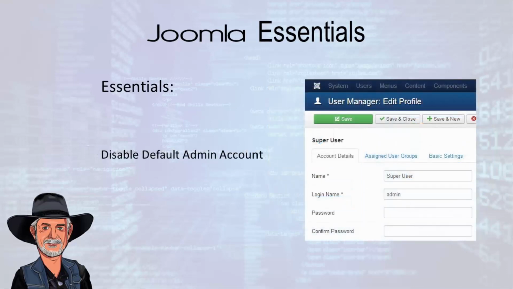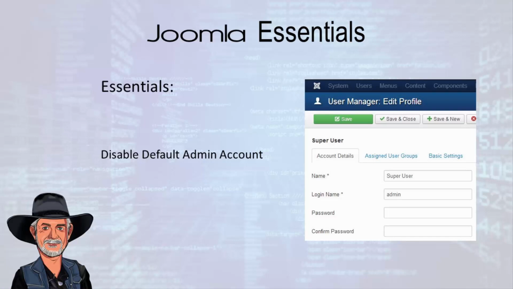The second thing you want to do after you've got Joomla installed is to disable the default administration account. You'll see a screenshot of the default user account. The login name is admin, and it's a super user, meaning you have root or administrator privileges in the back end, so you can make any kind of changes at all. You're not being filtered or blocked.